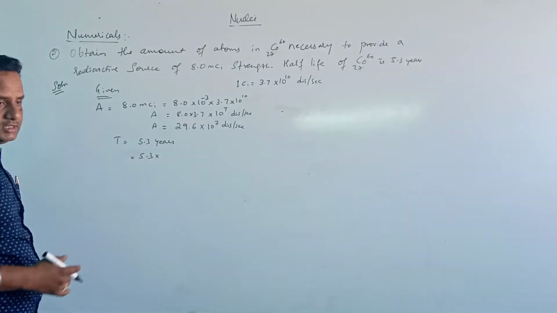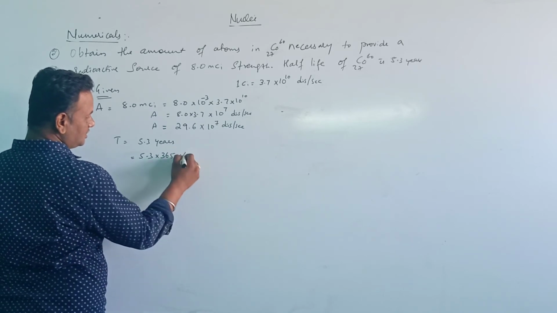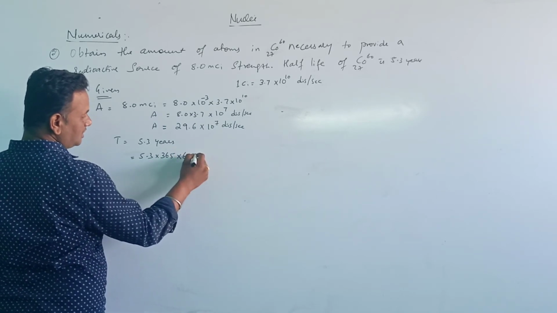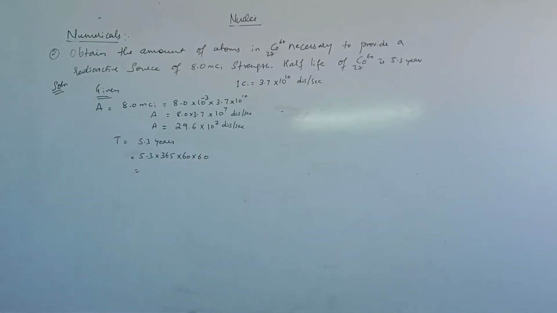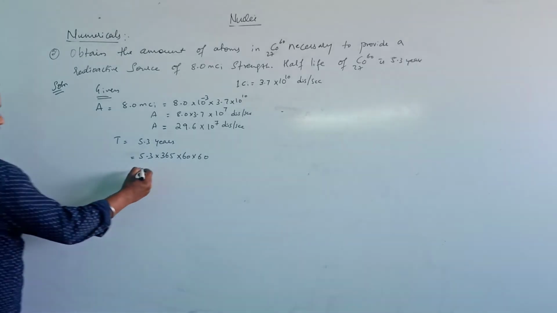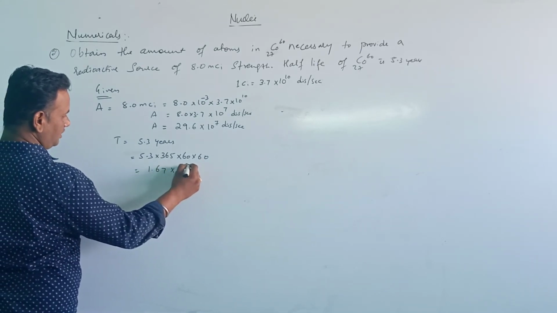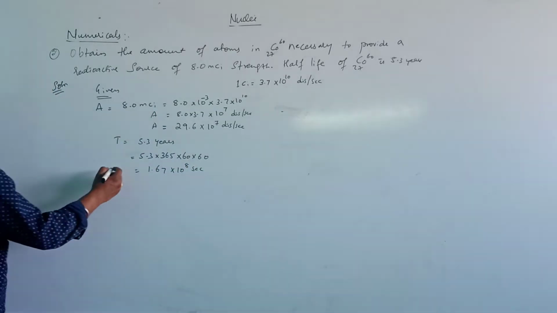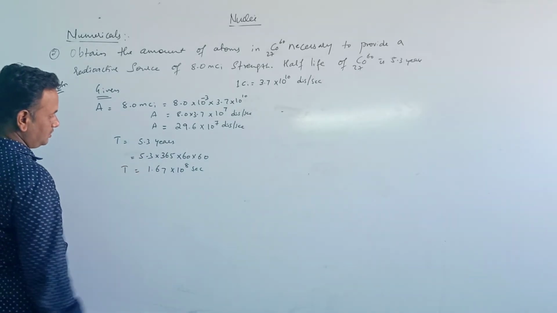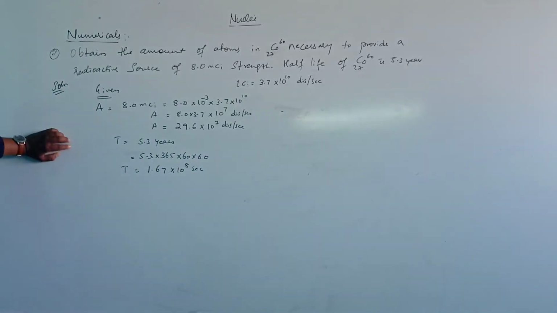In 1 year how many days? 365 days. In 1 day how many hours, in 1 hour how many minutes? 60 minutes. In 1 minute how many seconds? 60 seconds. So multiply this one. Directly I am writing the answer, that is 1.67 into 10 to the power of 8 second is the total time, that is the half life period.